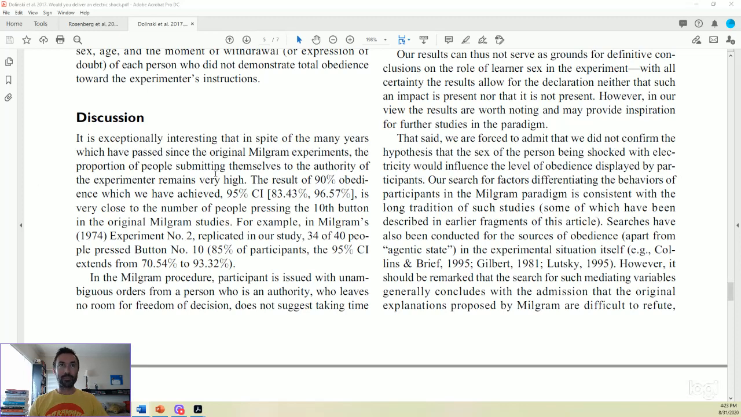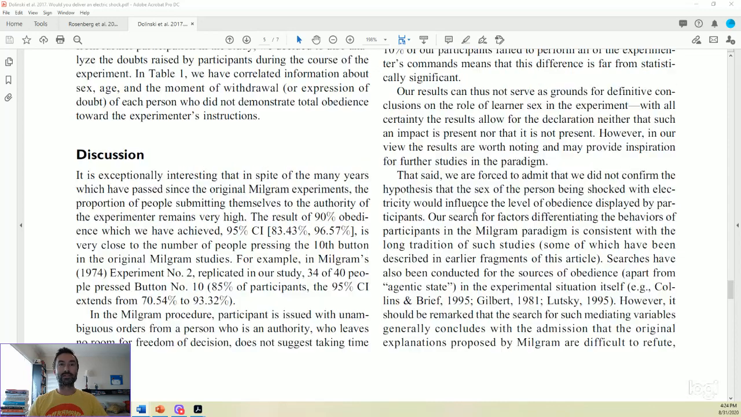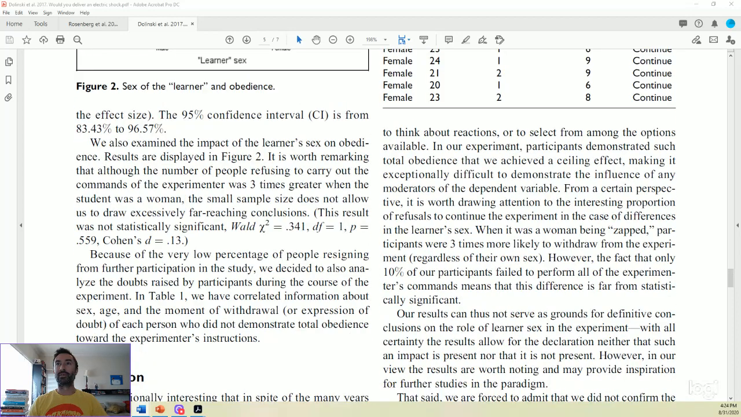Well, the first paragraph compares the results of this study and Milgram's first 10 switches. Easy, cool. The second paragraph says that participants demonstrated such a total obedience that we achieved a ceiling effect. Where did they say that? They said that here. Participants demonstrated such total obedience that we achieved a ceiling effect, making it exceptionally difficult to demonstrate the influence of any moderators on the dependent variable.